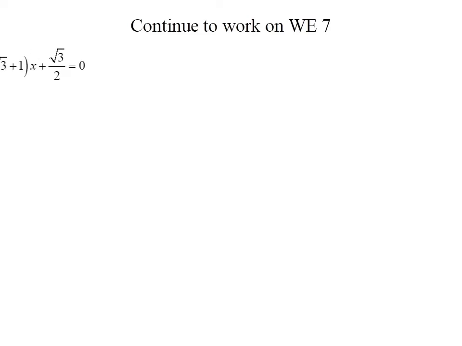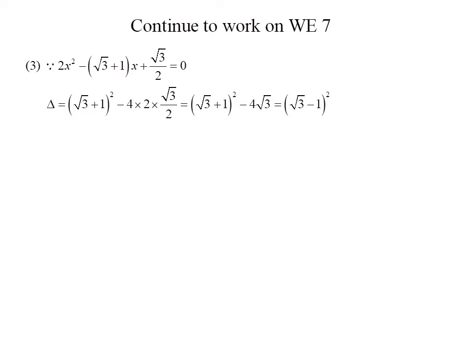Here we continue to work on question 3 of example 7. Since 2x squared minus (square root 3 plus 1) times x plus m equals 0, its discriminant equals (square root 3 plus 1) squared minus 4 times 2 times square root 3 over 2, which is simplified to (square root 3 minus 1) squared. Hence, x sub 1 equals square root 3 over 2, and x sub 2 equals 1 over 2.